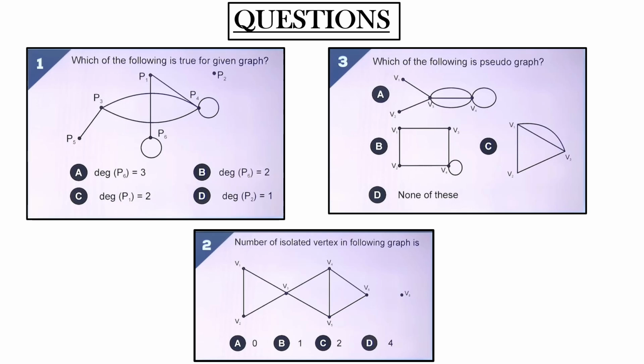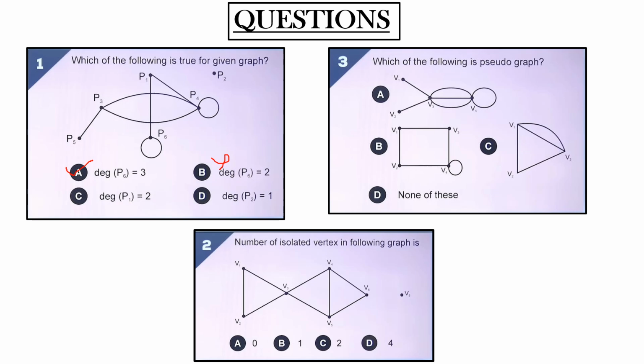For P6 we can see that it has a self loop, so the self loop is counted as 2, and it is also connected to P1. So the number of edges for P6 becomes 3. So the degree of P6 is 3. Option A is correct. Degree of P6 is not equal to 2, as I have already explained earlier.